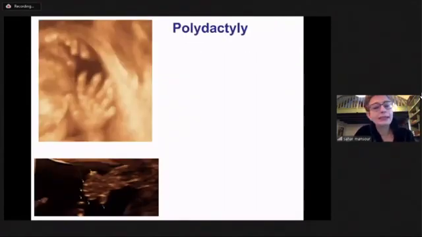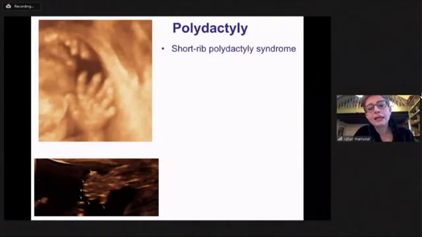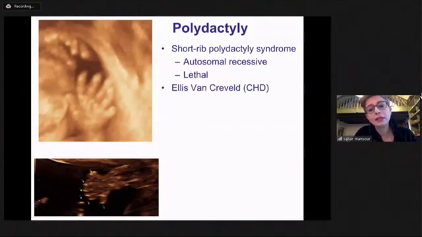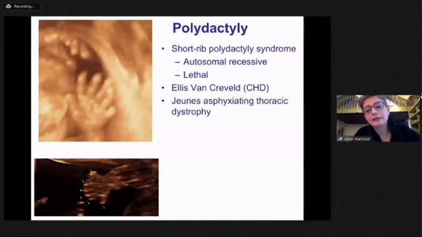The polydactyly is a good clue for the diagnosis. It can occur in the short rib polydactyly syndromes. There are 4 of them. They are all recessive. They are all lethal. But the differential is this Ellis-Van Creveld that I've just described, and Jeune's asphyxiating thoracic dystrophy.